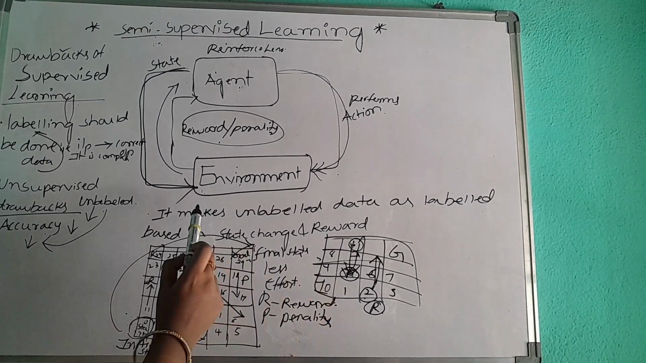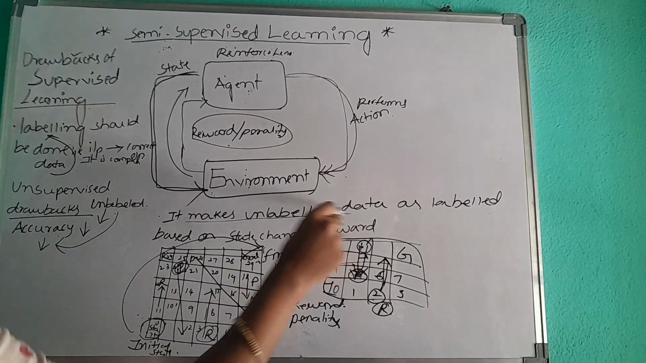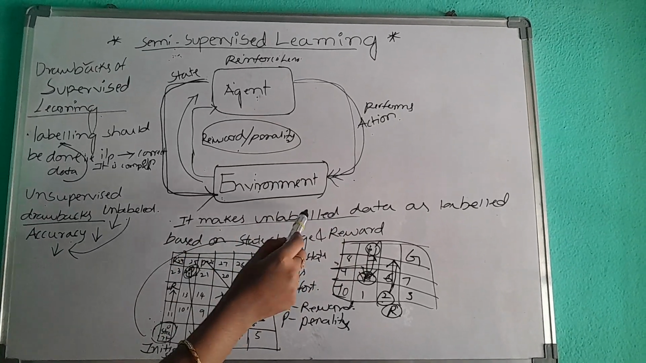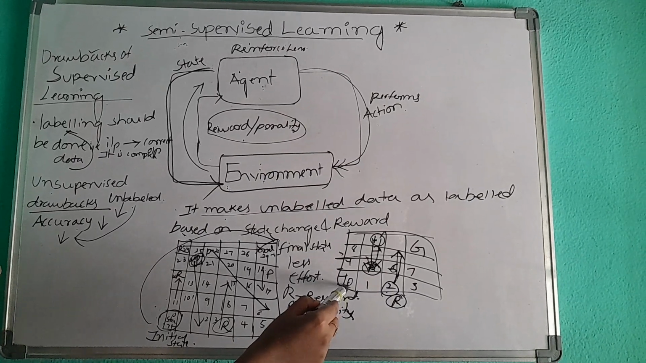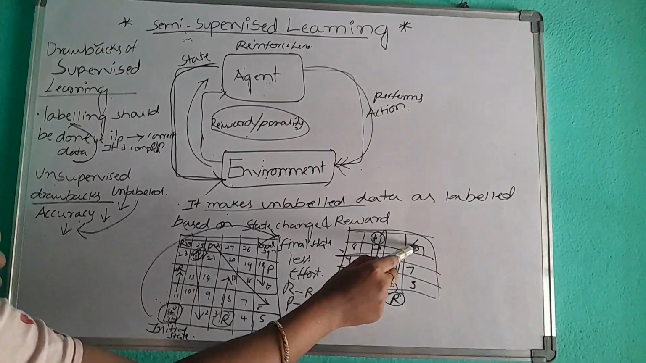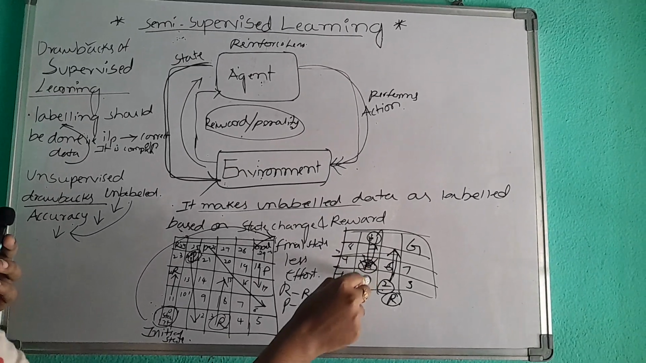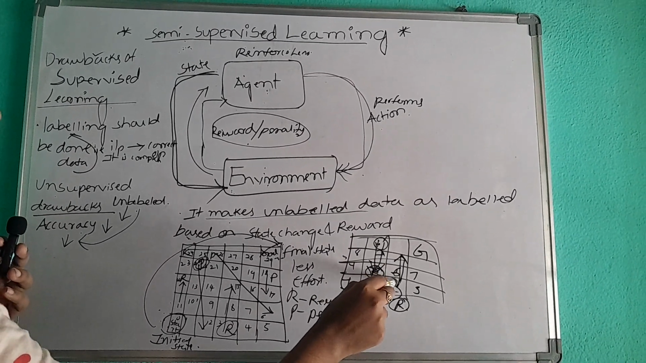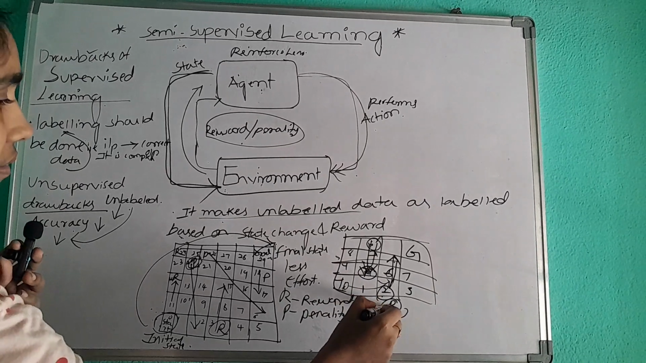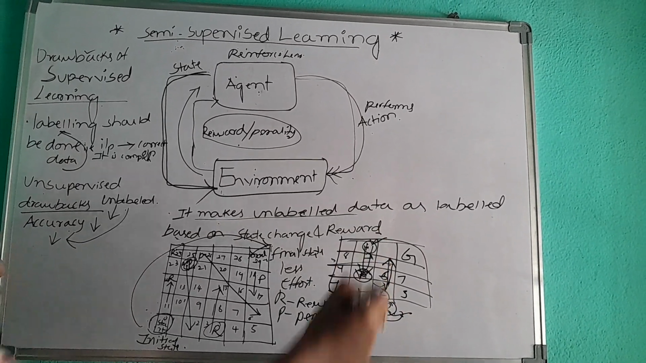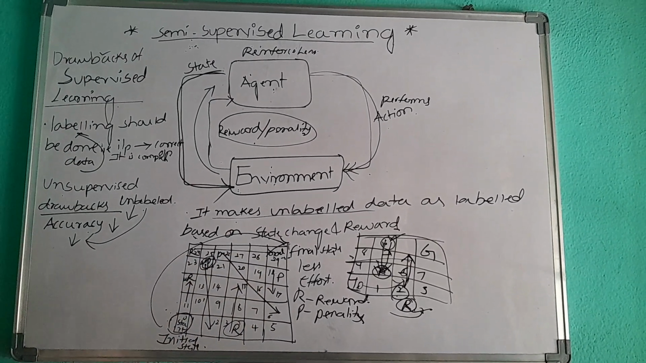This entire example represents a single point: we are making unlabeled data into labeled data. Here initially we have only the initial state, goal state, numbers and arrow marks. When we go forward, when we make some move and get some result, we mark this as a reward point and this as a penalty point. This is called semi-supervised learning.